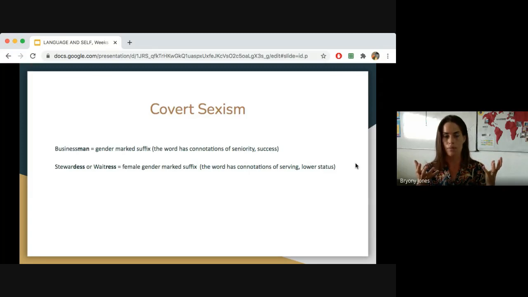Okay. Likewise, certain professions are usually gendered towards women, certain helping professions, right? So if I say the nurse, you know in your mind you're thinking of a woman. If I'm referring to somebody who's helping somebody on an airplane, typically we use the word stewardess or waitress, right? So these words are typically gendered towards females, and obviously they have this lower status of serving.